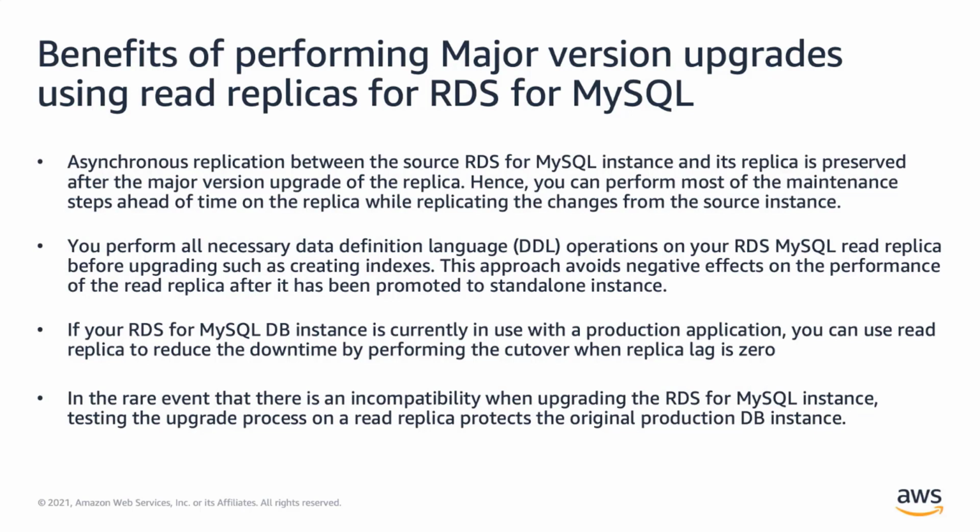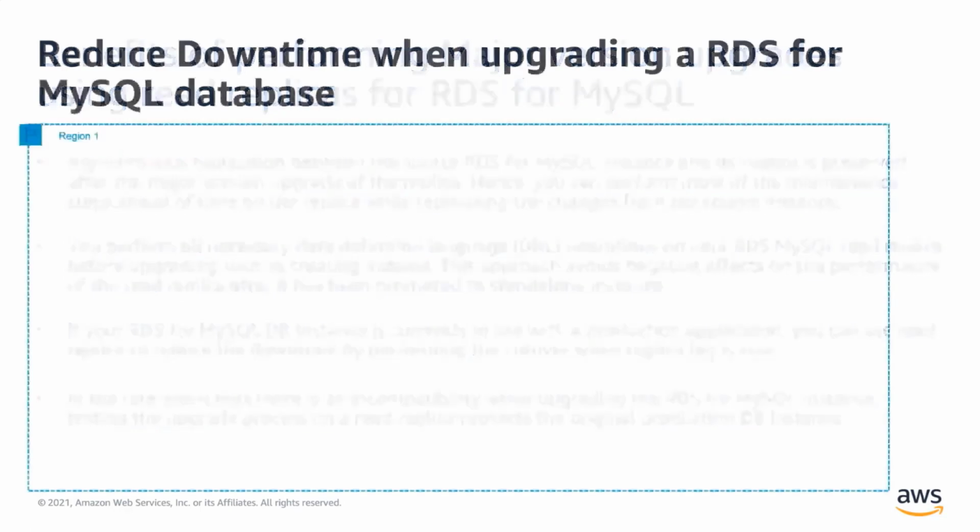For example, we can create indexes on the read replica. This approach avoids negative effects on the performance of the read replica after it has been promoted to the standalone instance. Additionally, we can test the upgrade process and application compatibility changes without any risk on the replica, and once ready, we can verify if the replication lag is 0 using the replica lag Amazon CloudWatch metric and promote the read replica to be a standalone instance.